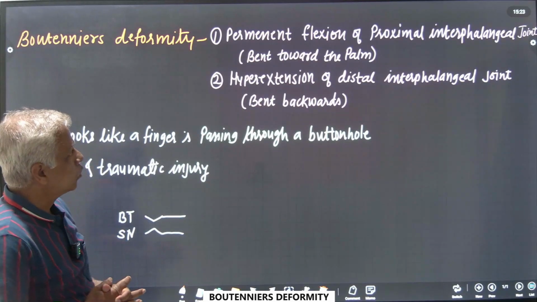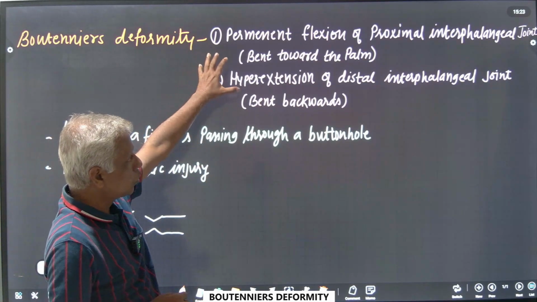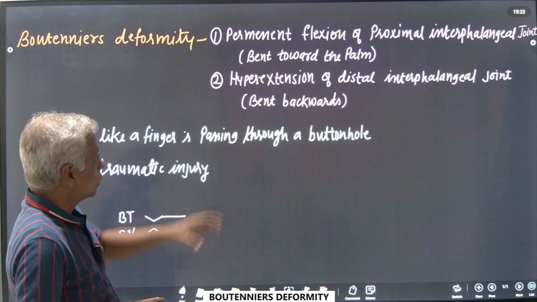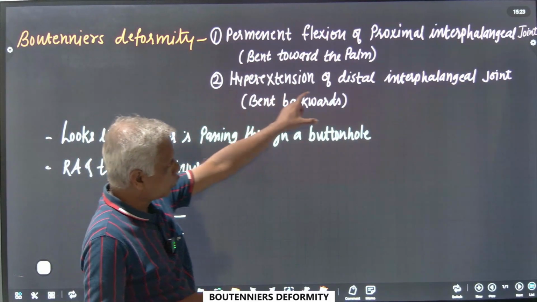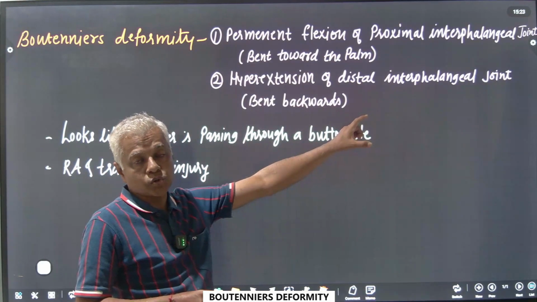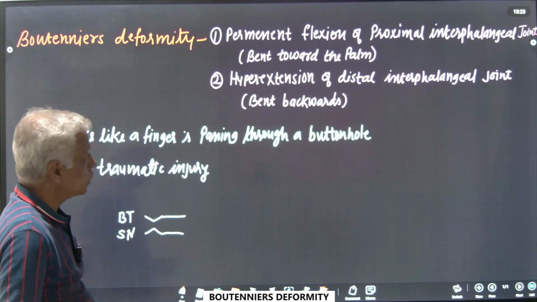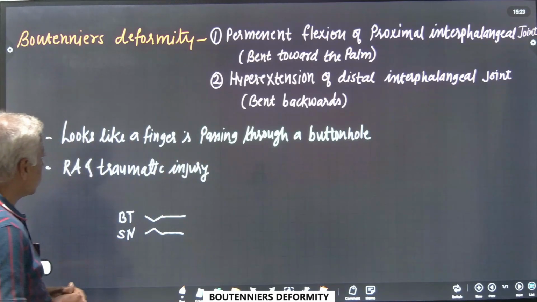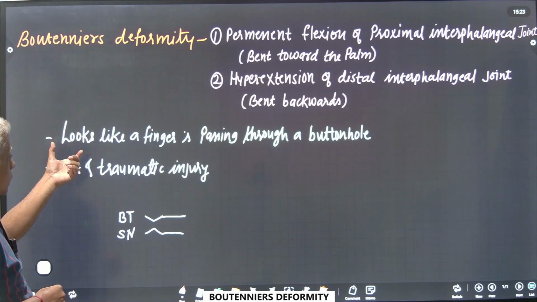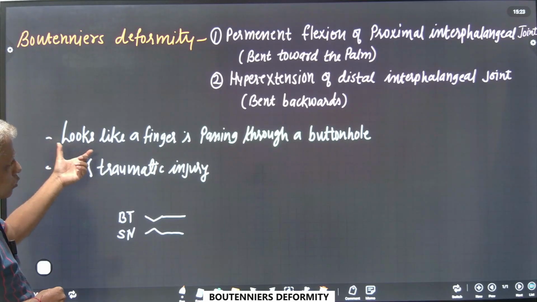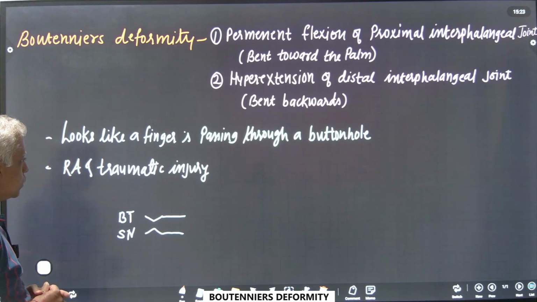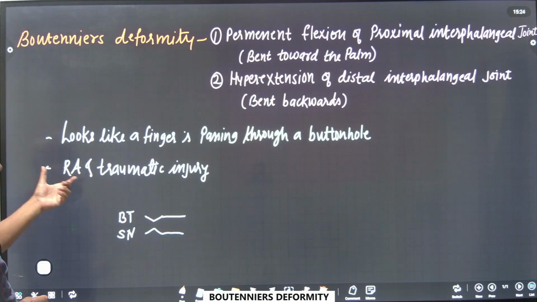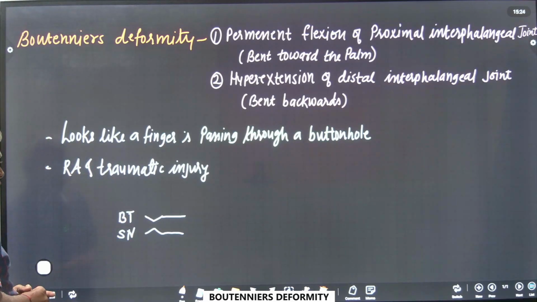So there is a permanent flexion of the proximal interphalangeal joint, and there is a hyperextension of the distal interphalangeal joint, that is, bent backward. This deformity looks like a finger passing through a buttonhole, and we get this deformity with RA and also with a traumatic injury.